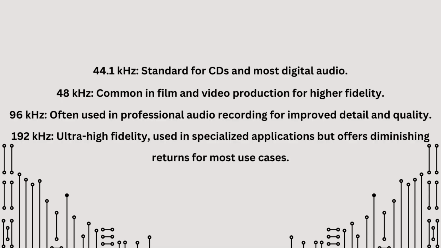In fact, the minimum base sample rate is actually 44.1 kilohertz, or 44,100 times per second. And what the audio interface does is converts those samples into binary bits of information that the computer can understand. Here's a couple of different sample rates. First, we have 44.1K, which is standard for CDs and most digital audio. 48K, which is common in film and high-end fidelity. 96K is primarily used in professional audio recording. And 192 is ultra high fidelity and used in specialized applications.